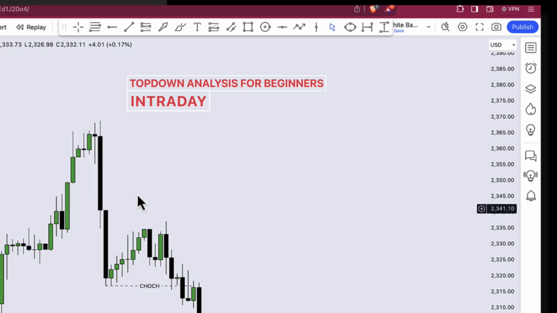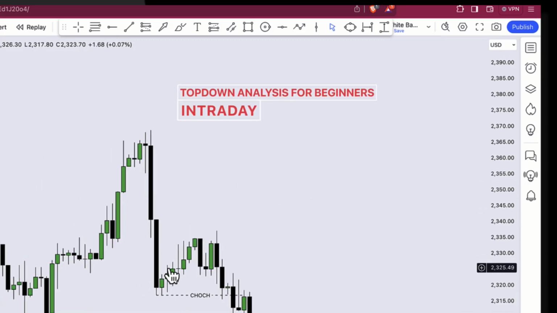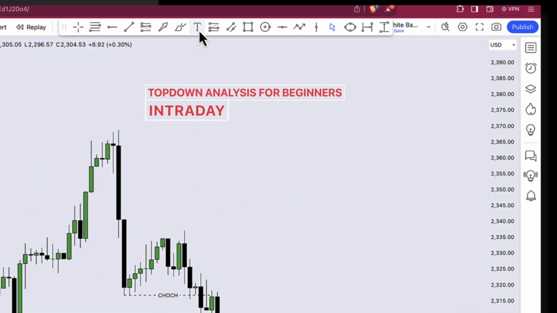So this is a gold chart. I want to show you how I will do top-down analysis for intraday on this chart. The first thing I will do is, I mostly use the 4-hour time frame as the highest time frame I will check, and this is on the 4-hour time frame. If you want to go higher than 4 hour, don't go above the daily time frame. The daily time frame should be the highest if you want to go above the 4 hour. But the 4 hour can show you almost everything you need.